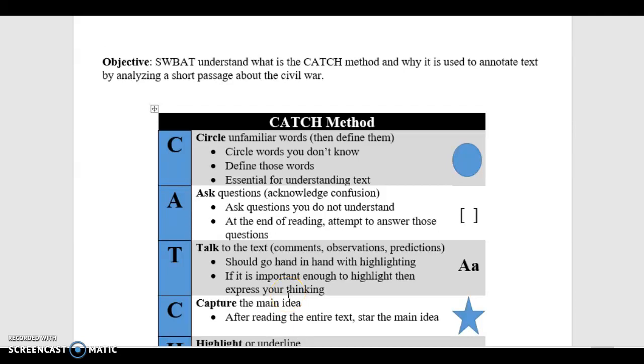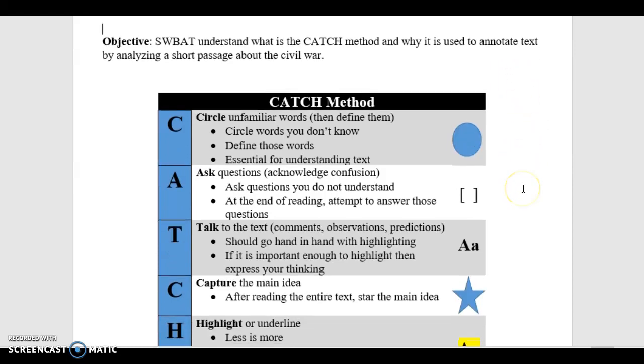Hello, today we are going to understand what the CATCH method is and why it is used to annotate text by analyzing a short passage about the Civil War. The CATCH method is an annotation tool that is used to go more in depth into complex text.